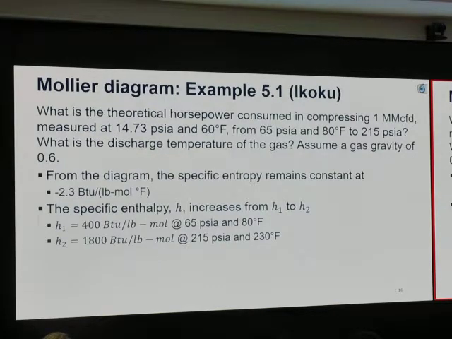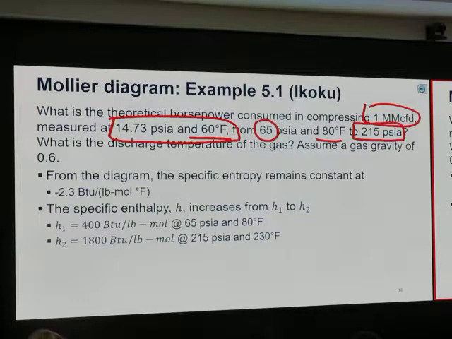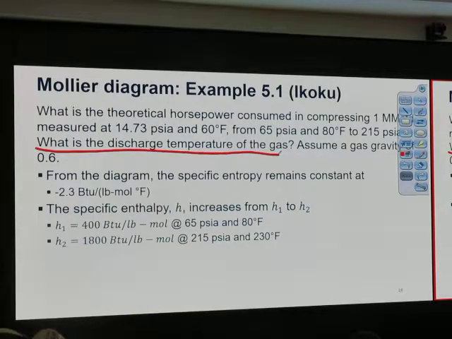Okay. Let's go through the example. This is to calculate theoretical horsepower consumed by compressing 1 MMCFD measured at 14.73 psia and 60 F. So this 1 million standard cubic feet, standard condition, is defined at that temperature and pressure. We compress from 65 psia and 80 F to 215 psia. The question that I have is, what is the discharge temperature? How much is the temperature after we compress it? Assume the gas gravity of 0.6.